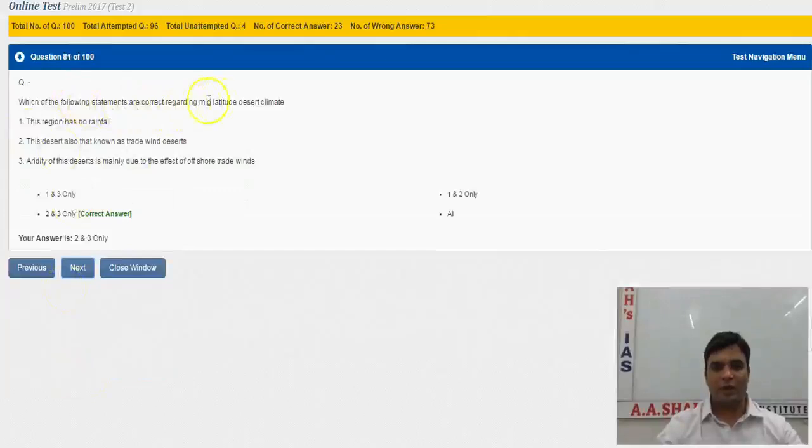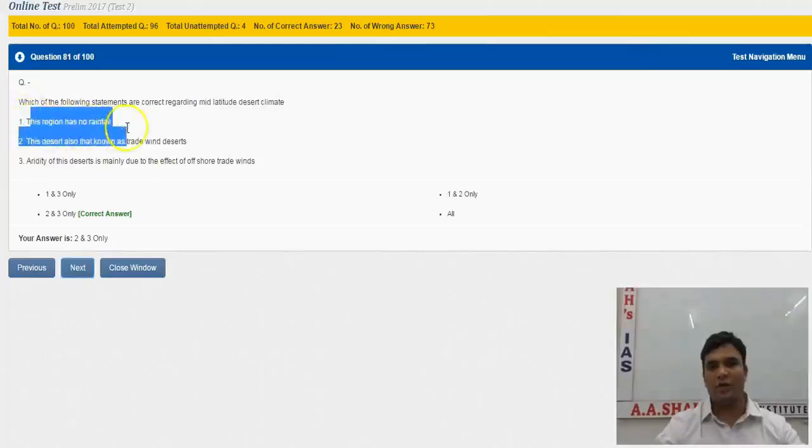Which of the following statements are correct regarding the mid-latitude desert climate? One, this region has more rainfall. Two, this is a desert that is also known as the trade wind deserts. Three, aridity of these deserts is mainly due to the effect of offshore trade winds. The answer is 2 and 3.